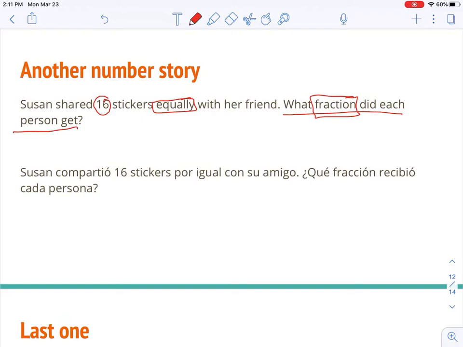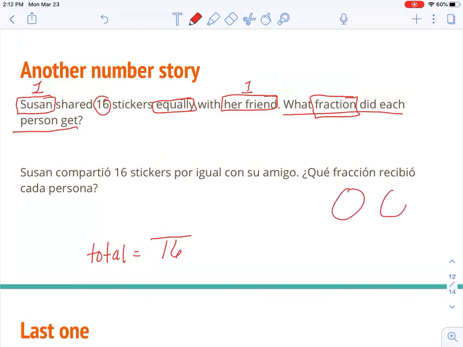Hopefully you said 2 because you have Susan, which is 1 person, and her friend, which is another person. So there are 2 people altogether. Okay, so we have 16 stickers and we're sharing them with 2 people. So let's think about that. What fraction would each person get? There's 2 different ways you could do this. Let's think about, if I have 16 stickers total, let's start with this. I know my bottom number is going to be 16. Now, if I share them equally with 2 people, I need to know how many stickers each person got.